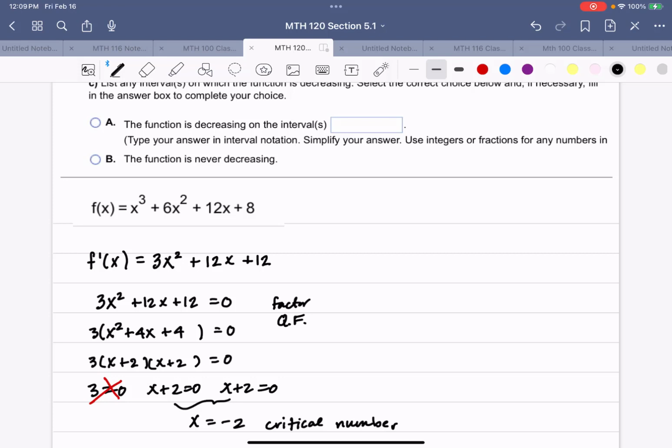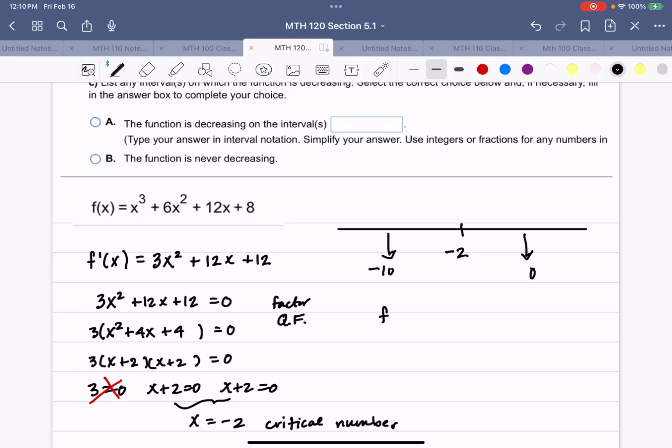So I put my critical number on my number line. And I have no places where my derivative does not exist. And negative 2 is in the domain of the original function. So that's definitely a critical number. So I'm just going to test something like negative 10 to the left and 0 to the right.